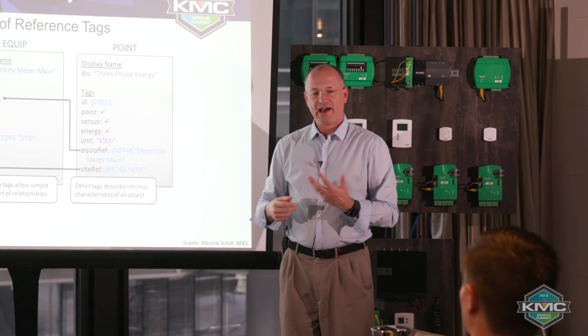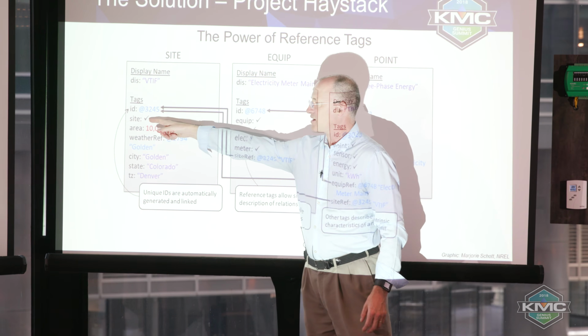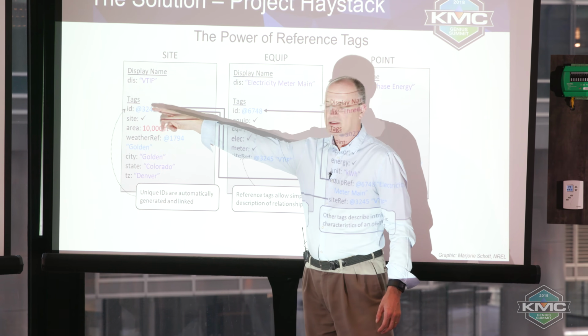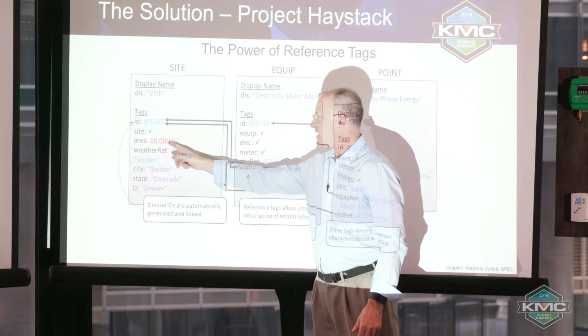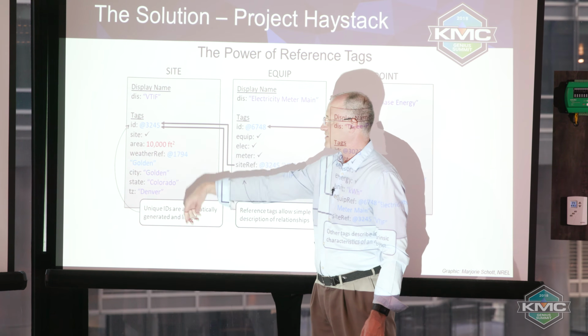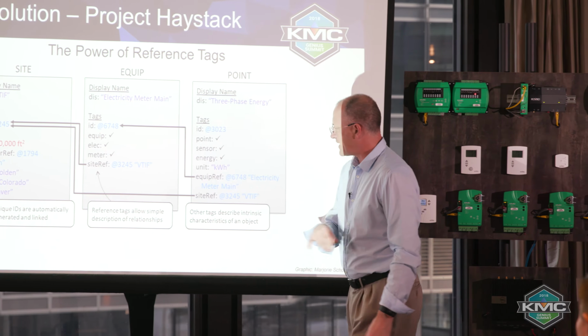And you may have noticed that tags come in 3 different flavors. They're either there or they're not. That's called a marker tag. Think of that as like a checkbox. There are property tags, which means there's a name and value pair. Area is 10,000. The weather is Golden Valley. And then there are reference tags.